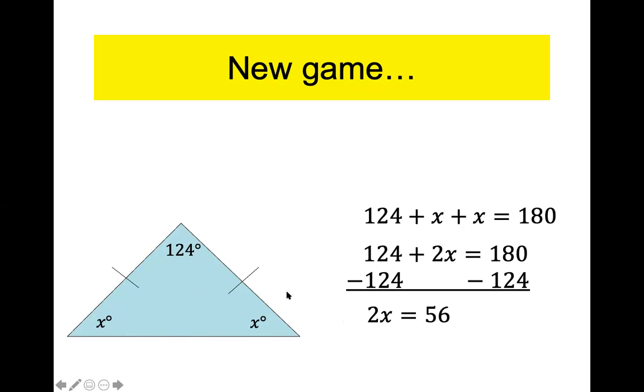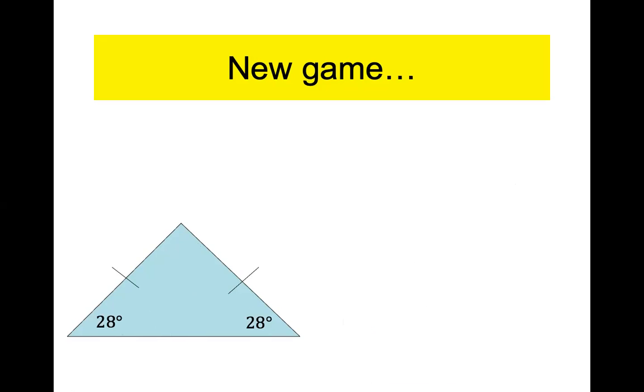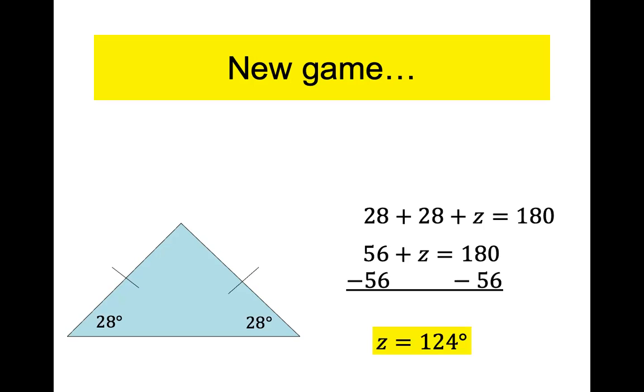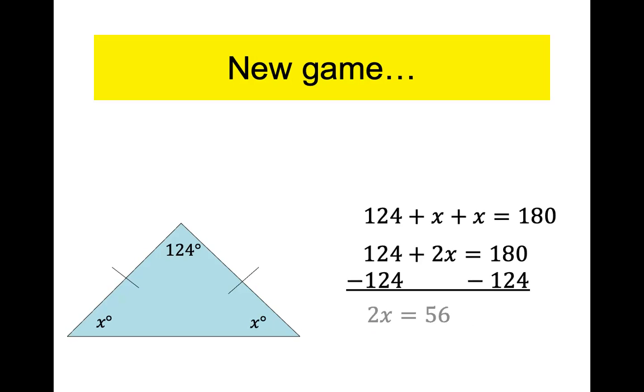I'll go back to the previous one. There is an example of where we're given one of the congruent angles, and we can solve for the third one. And here's an example of where I'm given the third one, and I can solve for the other two congruent ones. So both of those are done similarly, but not the same. Questions on that?